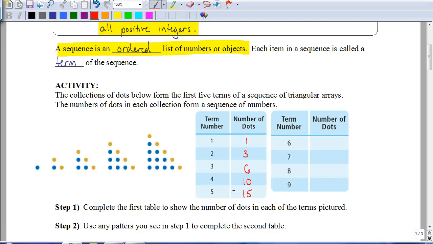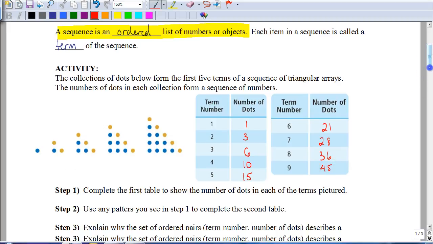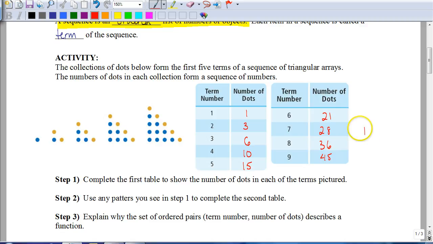I don't want to sit here and come up with other pictures, so to follow the pattern, the next term of the sequence, I would take 15 plus 6 to get 21, 21 plus 7 to get 28, 28 plus 8 to get 36, and 36 plus 9 to get 45. So the way that I would look at this is my sequence is what I have written here in red: 1, 3, 6, 10, 15, 21, 28, 36, 45, and so on. Now, if I want to refer to a certain spot in the sequence, the way I'd write it is T sub 8 equals 36. This refers to the 8th term in the sequence.